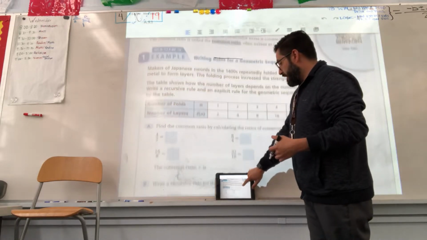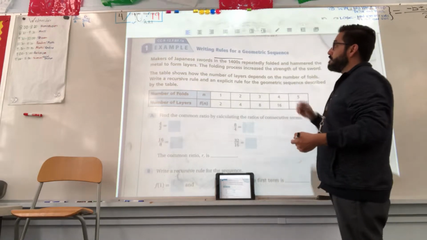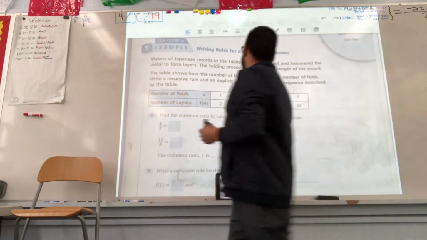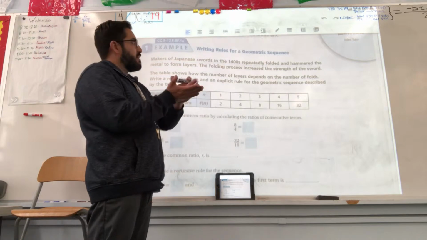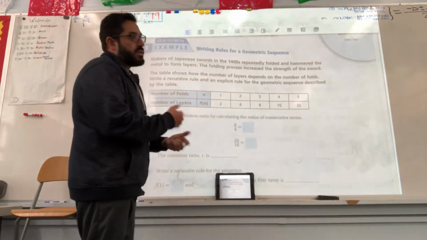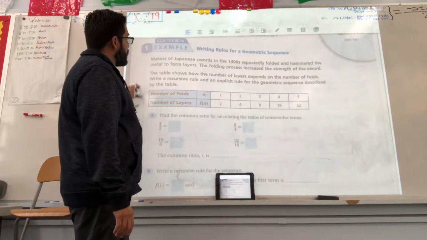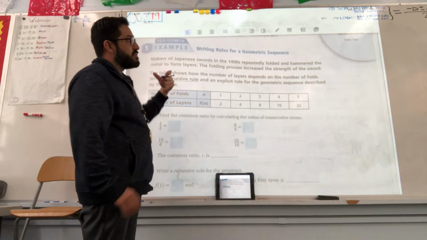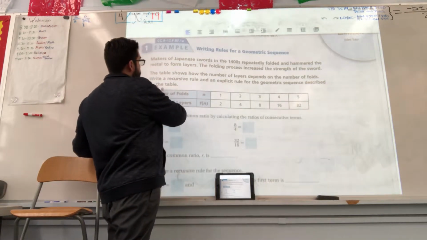We'll start off by going back in time to ancient Japan. In ancient Japan, the makers of swords in the 1400s repeatedly folded and hammered the metal to form layers. So they just folded metal upon metal upon metal. The folding process increased the strength of the sword, because it made their metal stronger. The table shows how the number of layers depends on the number of folds. We need to write a recursive rule, a rule that tells us how much everything grows by, and an explicit rule for the geometric sequence described by the table.